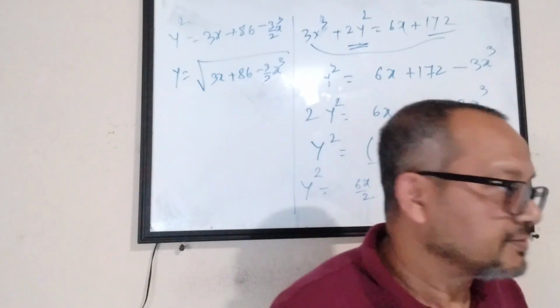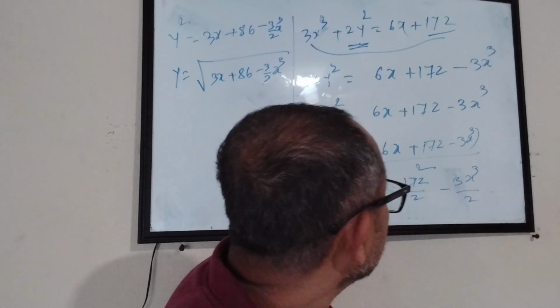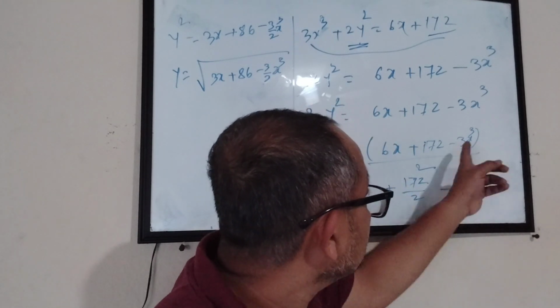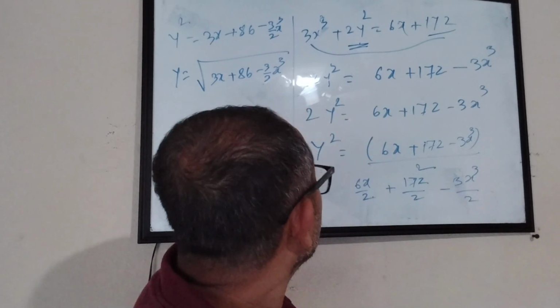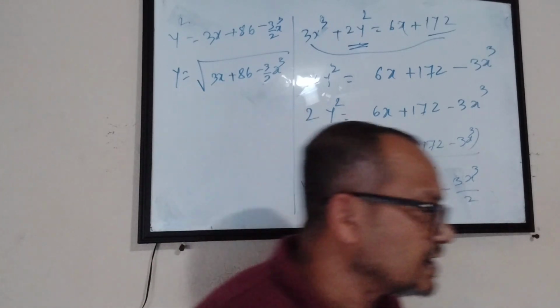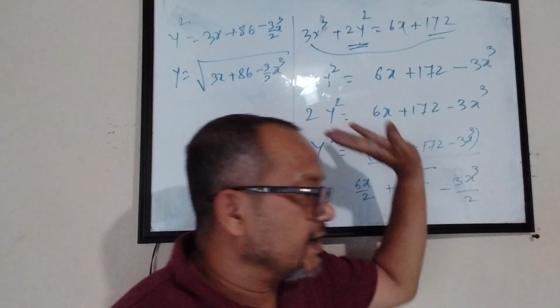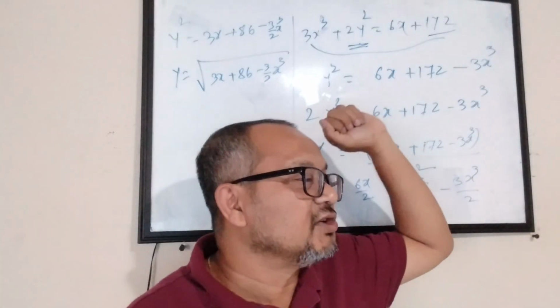Wait, is it x or y? For which one? 3x to the power of 3. Yes, I thought it was y. So that's fine. Again, this question has zero value in its life.